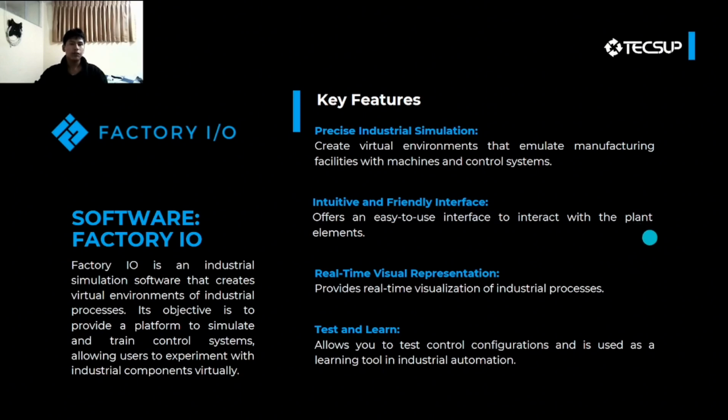Software: Factory I/O. Factory I/O is an industrial simulation software that creates virtual environments of industrial processes. Its objective is to provide a platform to simulate a control system, allowing users to experiment with industrial components virtually. Key feature: industrial process simulation. Create virtual environments that emulate a manufacturing facility with machines and control systems, with an intuitive and friendly interface. It offers an easy-to-use interface to interact with the plant elements.